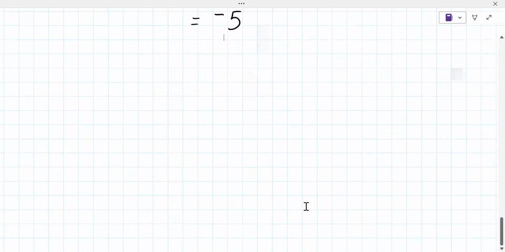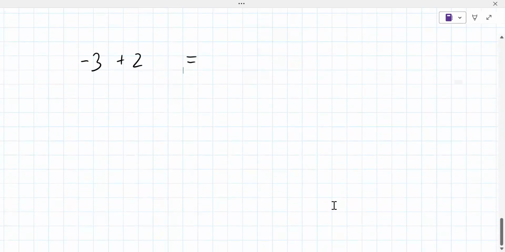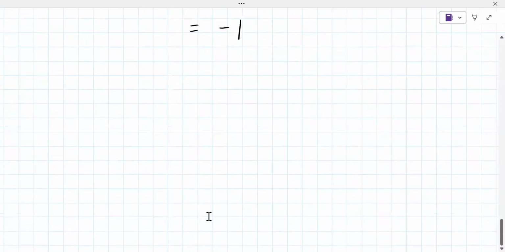Okay. So let's try another one here. Let's go -3 plus 2. Why don't you try this one on your own, please? Okay, -3 is further. So the answer would be negative. Good. And then we do 2 minus 3. Larger minus the smaller. So 3 minus 2 was 1. So -1. Good. All right. So let's put this all in play here.